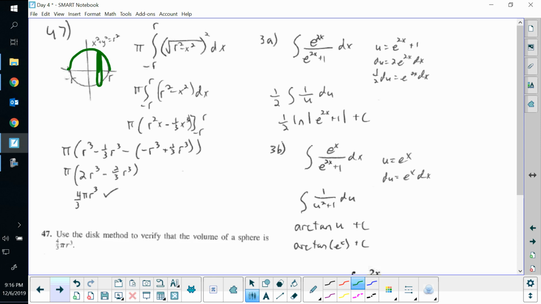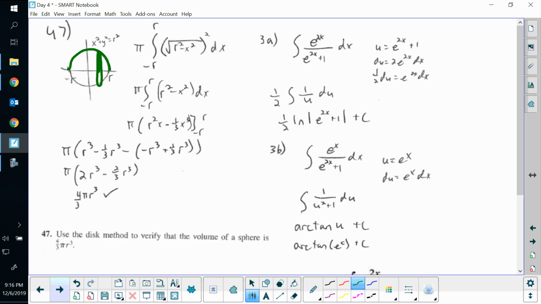So after you square it, the radical goes away, and it's important to keep in mind we're taking the antiderivative with respect to x. So r squared is actually a constant. So we get r squared x minus 1/3 x cubed. Fill in the r and the negative r and neaten it up, and it actually gives us that 4/3 pi r cubed.